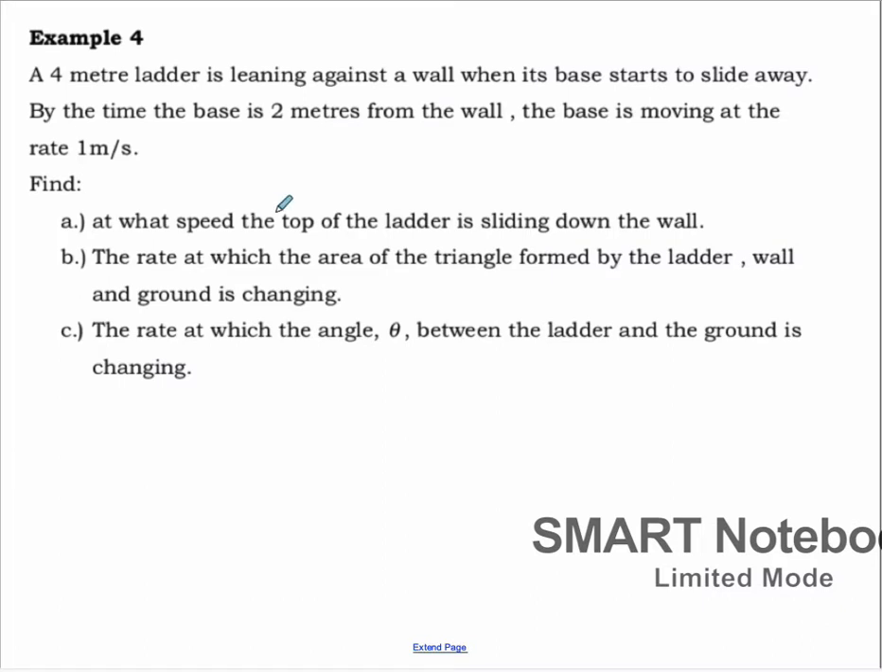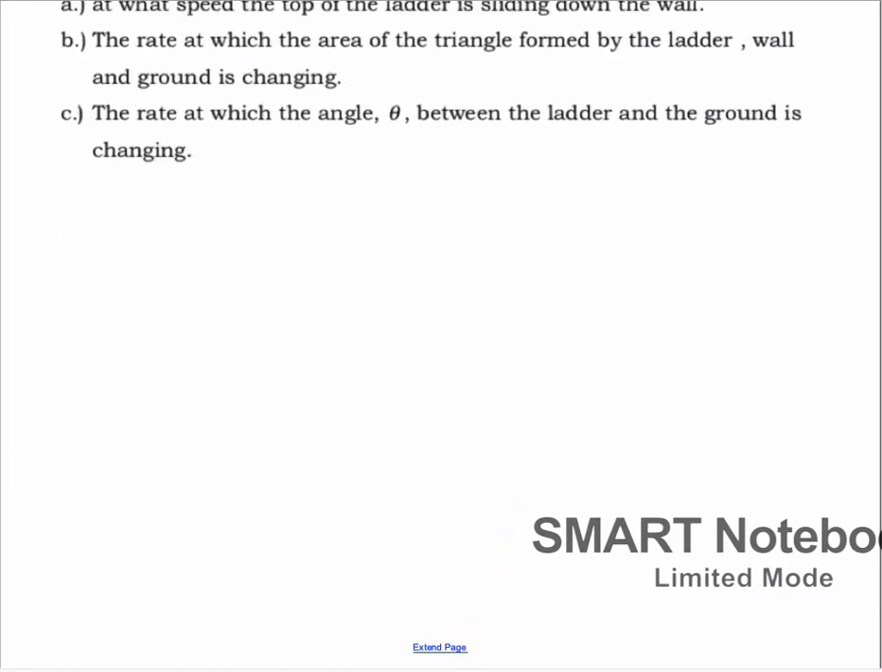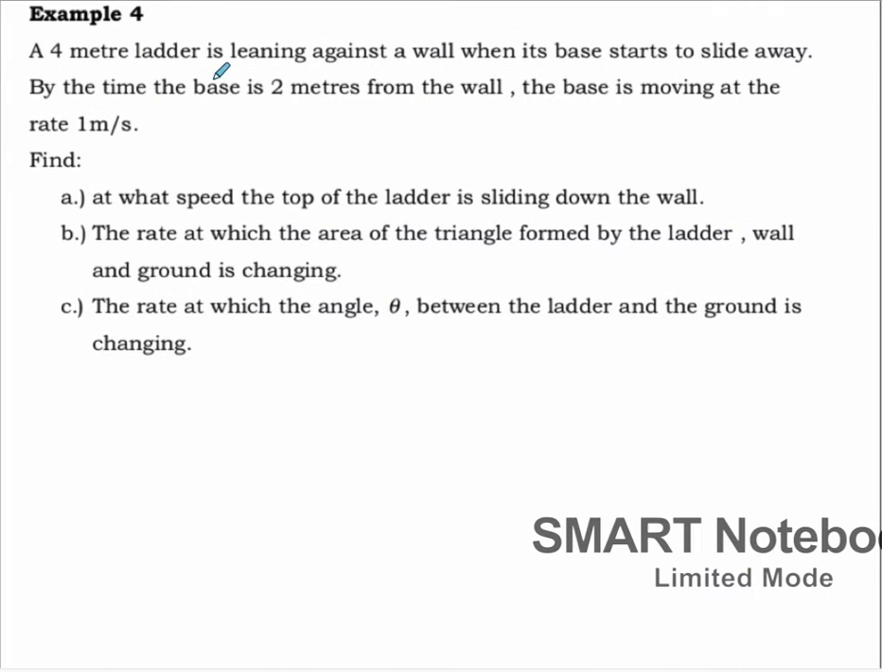In the next example, we have a 4-meter ladder leaning against the wall that starts to slide away. By the time the base is 2 meters from the wall, the base is moving at 1 meter per second.